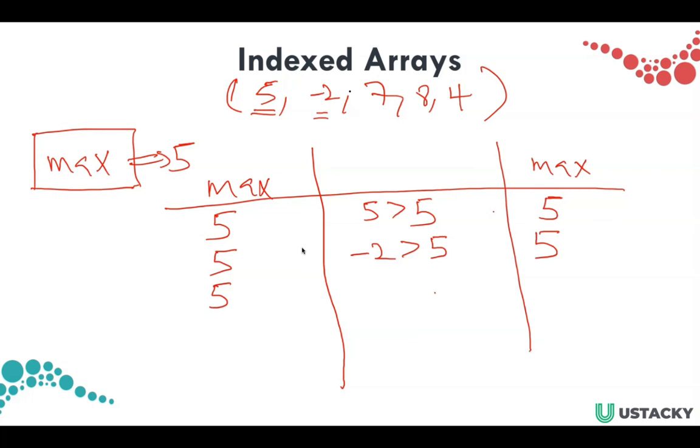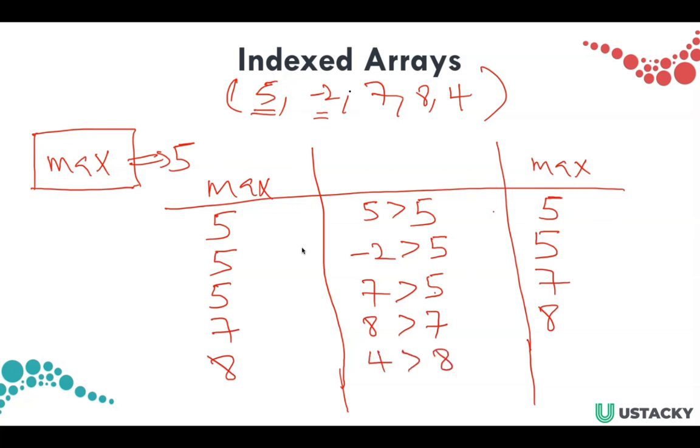The next value here is 7. Is 7 greater than 5? This is true. So our maximum value will change to 7. So here the maximum value is now 7. The next number is 8. Is 8 greater than 7? Yes. So the new maximum value is now 8. Is 4 greater than 8? No. So we still retain the same maximum value, which is 8. So finally, our maximum value for the array is 8.